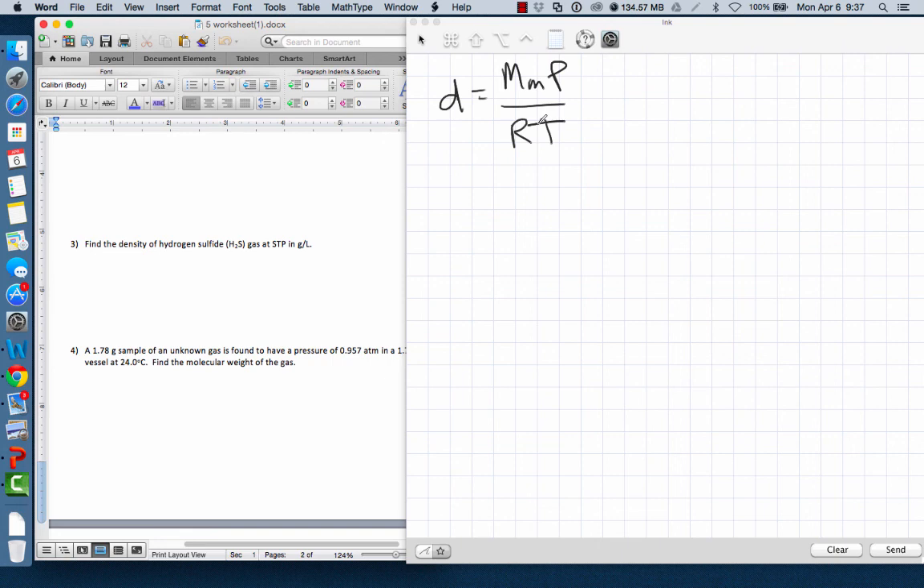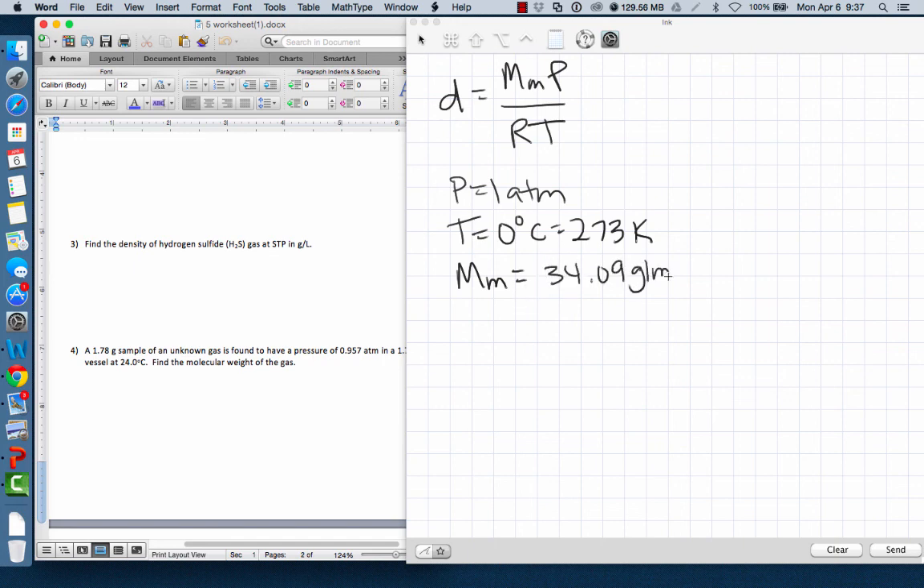Okay, so we have our density. We know that at STP, we have pressure is 1 atm, right? Because we remember that from the definition of STP. And our temperature is 0 degrees C, which is 273 Kelvin, right? And we know our molar mass of H2S gas is going to be 34.09 grams per mole.